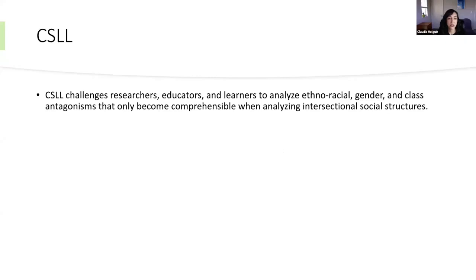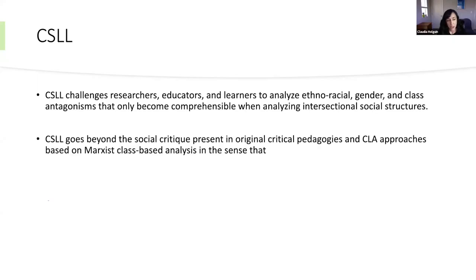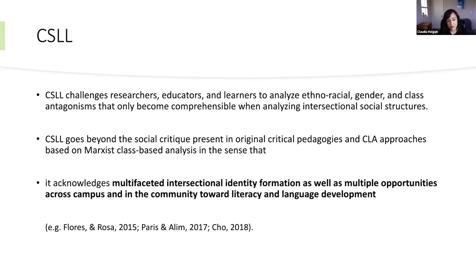CSLL challenges researchers, educators, and learners to analyze ethno-racial, gender, and class antagonisms that only become comprehensible when analyzing intersectional social structures. CSLL goes beyond the social critique present in original critical pedagogies and CLA approaches based on Marxist class-based analysis, in the sense that it acknowledges multifaceted intersectional identity formation, as well as multiple opportunities across campus and in the community toward literacy and language development. And that's why the approach of racial linguistics is very important here, because we have to contextualize. So speaking also in terms of literacy encompasses a more complete approach.